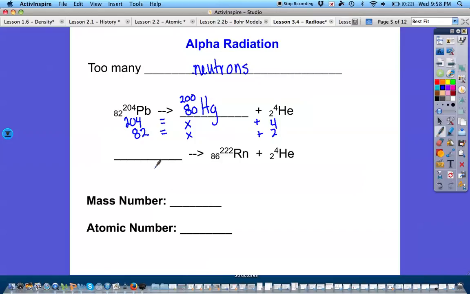To determine the unstable nuclei, we can do the same thing, solving for x. 222 plus 4 is going to give us a new mass number of 226. And then do the same thing for the atomic number. So our new atomic number is 88. And atomic number 88 is radium.